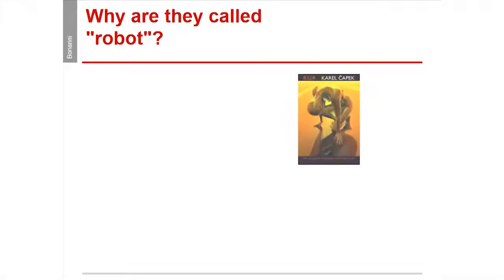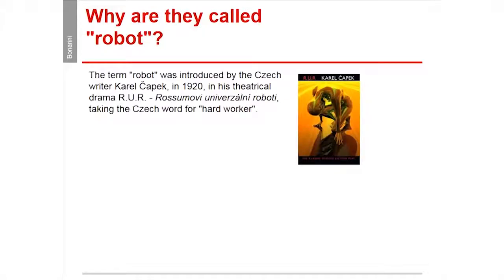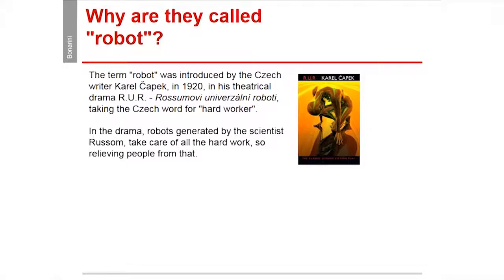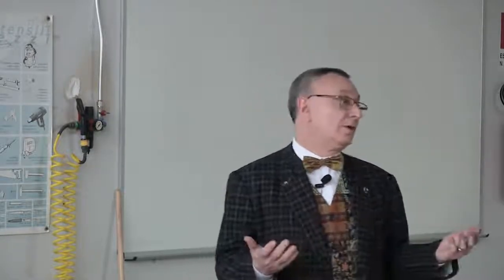Let's start from why they are called robots. That gives an idea of what a robot is. Robot is a term that was taken by a writer for a drama, and means hard worker. And in the drama, the robots were generated by a scientist to work instead of humans, and so to relieve humankind from hard work.